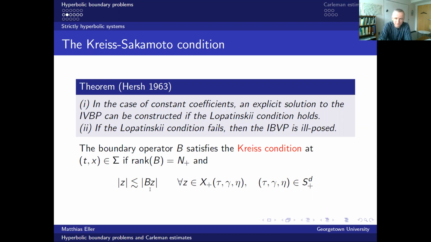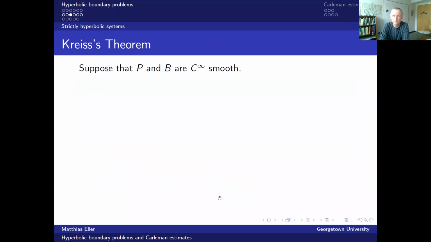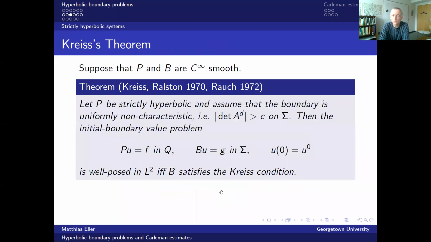Yeah, so that is very similar. It's also called the uniform Lopatinskii condition for obvious reasons. So if I have this with an estimate, actually Kreiss was able to prove a theorem very similar to the one stated for the symmetric system.